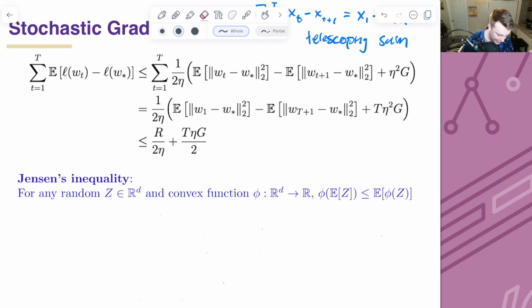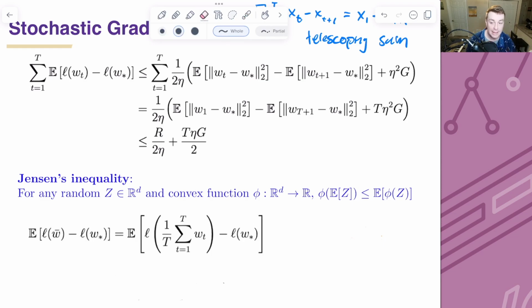So I'm going to do that by saying, hey, remember that thing that we actually were interested in computing? The theorem said the expected value of the loss of the average iterate minus the loss of W star. Well, that's just equal, by definition of what W bar is, to the loss of the average iterate minus the loss of W star. And now I have this kind of sum going on here. I have the expected value of a convex function, the loss of a sum.